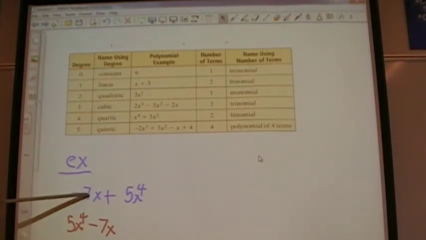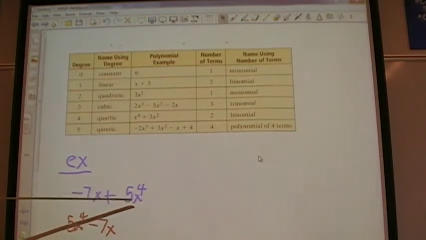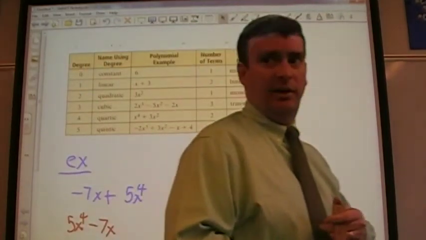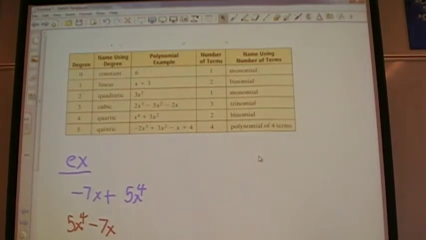So in this one, the example below tells you to write this in standard form, then classify it. So negative 7x plus 5x to the 4th is not standard form. You have to write the x to the 4th first. So it's 5x to the 4th minus 7x. How would you classify that? Quartic binomial. Okay? One more. So if it was just like number of terms 4, would you have to write polynomial of 4 terms? Anything over 3, you write polynomial of that many terms. Okay?